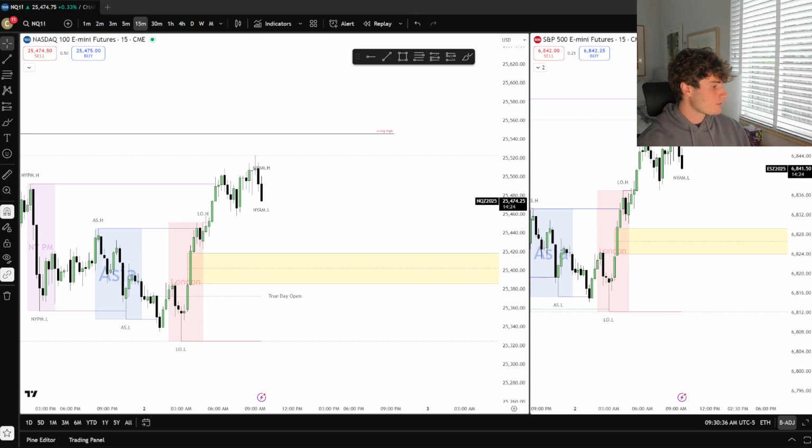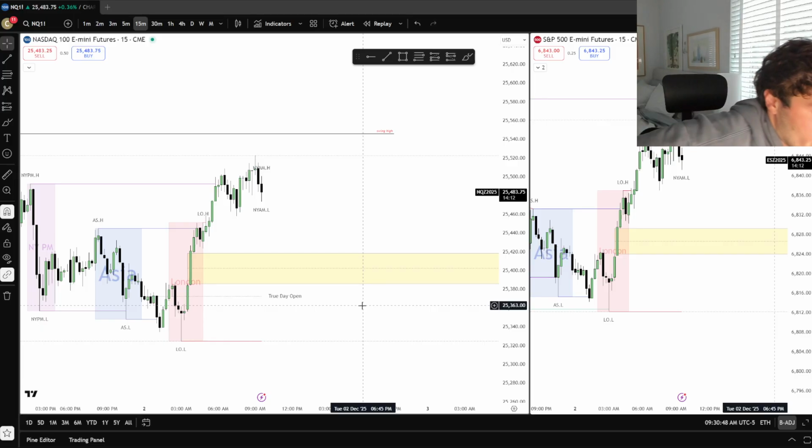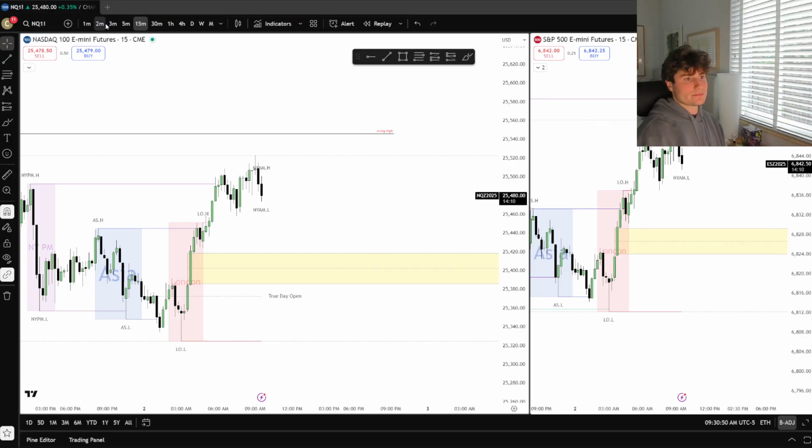Screen's gone. Why is screen gone? Fixed. You guys see?